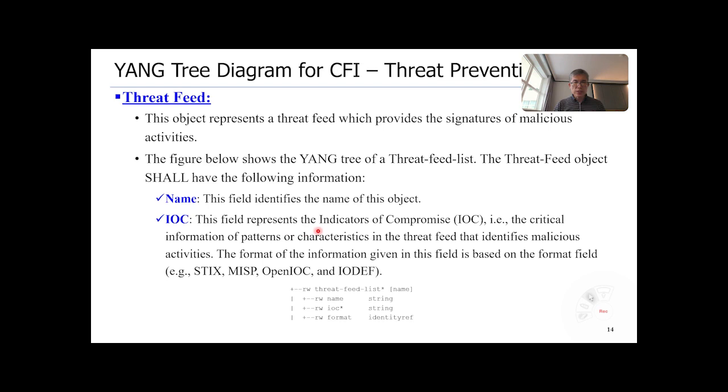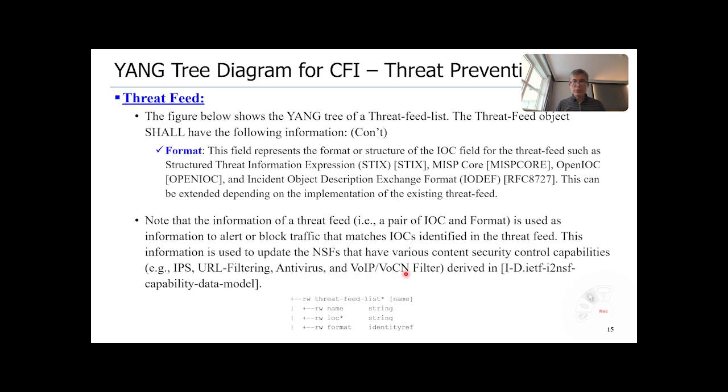IOC represents the indicators of compromise. That is the critical information of patterns or characteristics in the threat feed that identifies malicious activities. For the format of IOC, we have examples of STIX, MISP, OpenIOC, and IODEF that represent the threat feed.